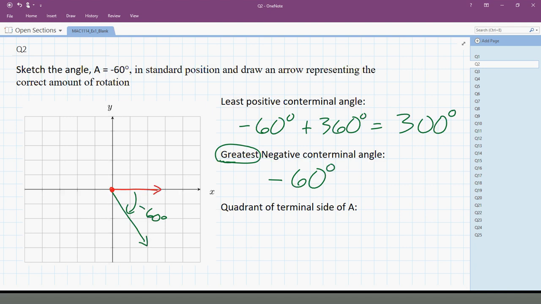And then last but not least, what quadrant is the terminal side in? Quadrant 4.